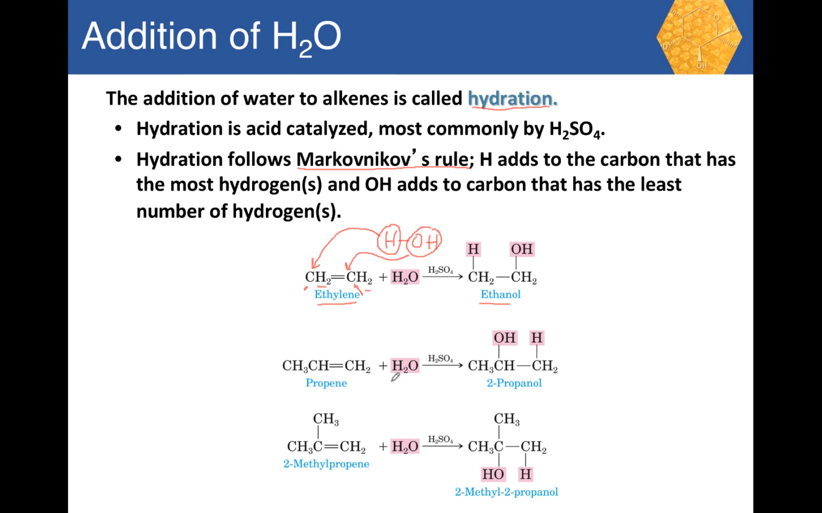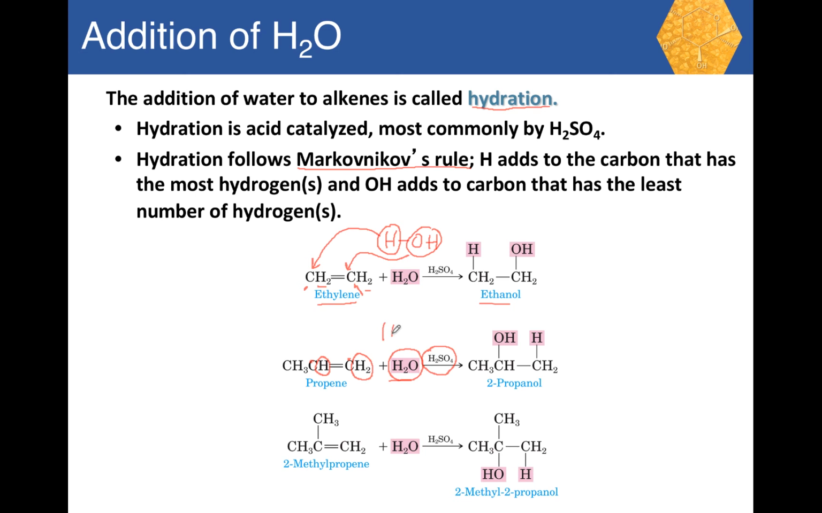So this is the addition reaction of water. Notice we have here H plus, sulfuric acid. It's a catalyst. So these reactions are carried out in the presence of a catalyst, H plus. Remember, a catalyst by definition is used but not consumed in the reaction. So the main reactant here is H2O. So let's analyze the double bond. This carbon here has one hydrogen. This carbon here has two hydrogens.